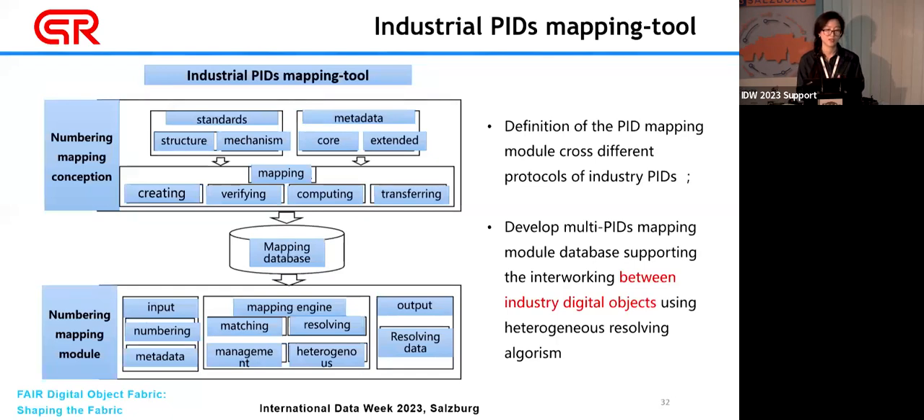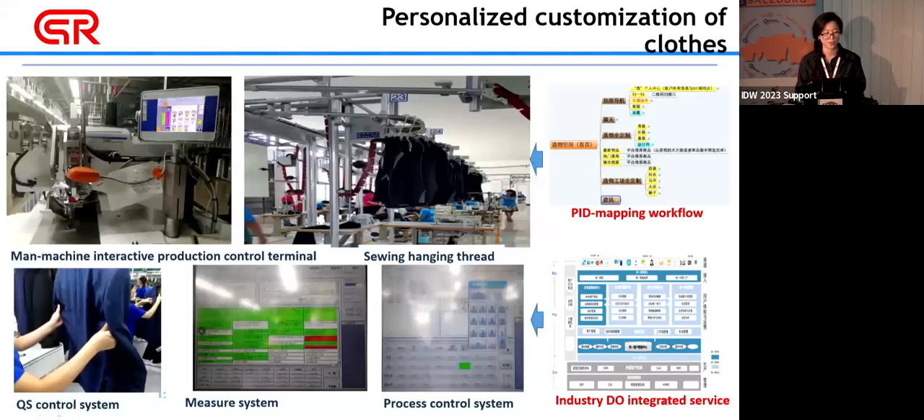But PIDs are not the topic today. I just want to show that based on the concept of digital objects, we use the PID mapping tools to transfer between different PIDs to connect different DOs in different industrial areas, especially in the supply chain. The supply chain is a more open ecosystem compared to the inside of a company or manufacturing. With these two tools, we actually have up to 24 scenarios, but I would like to show just one use case of the industrial internet.